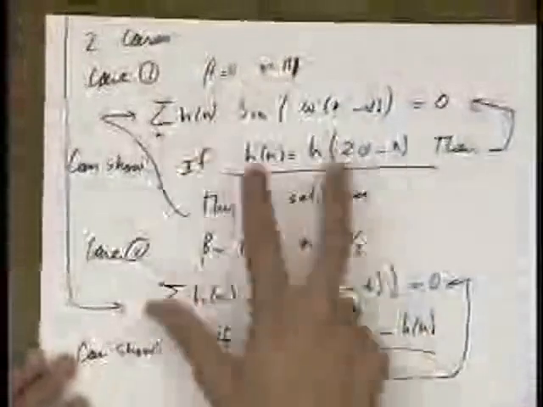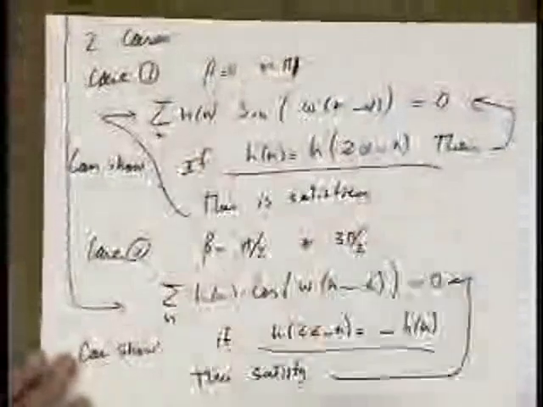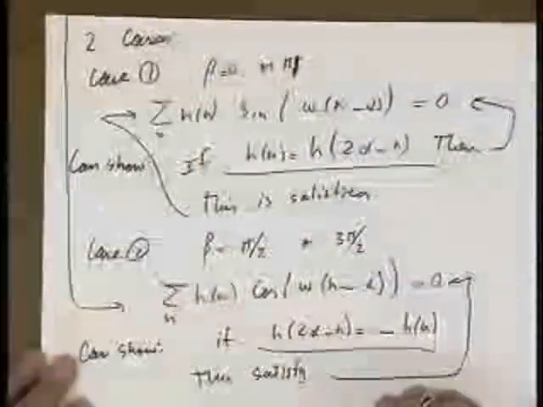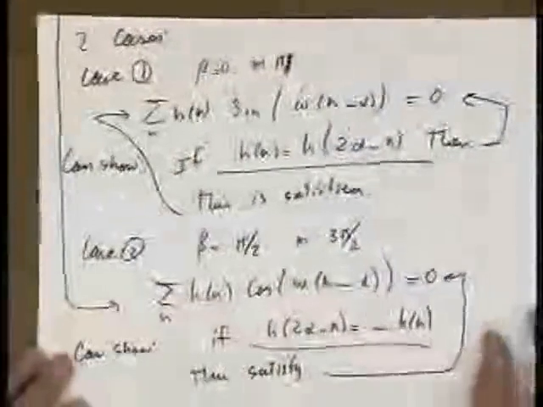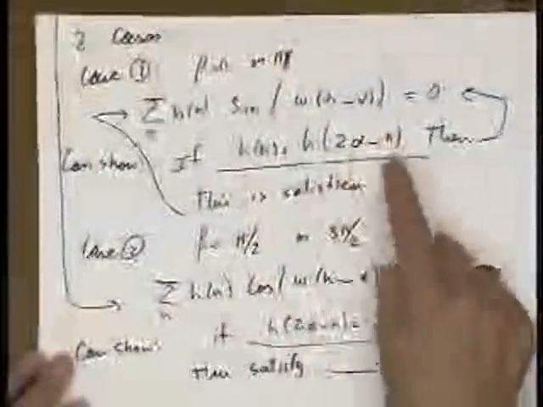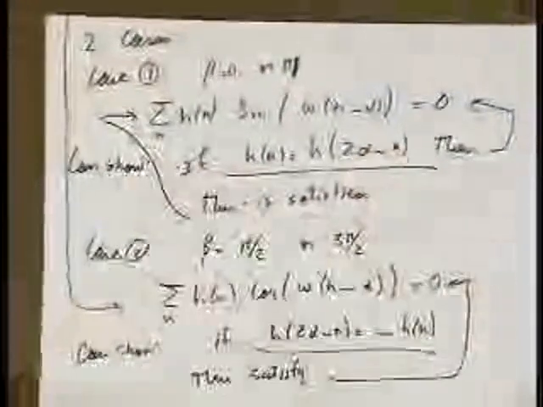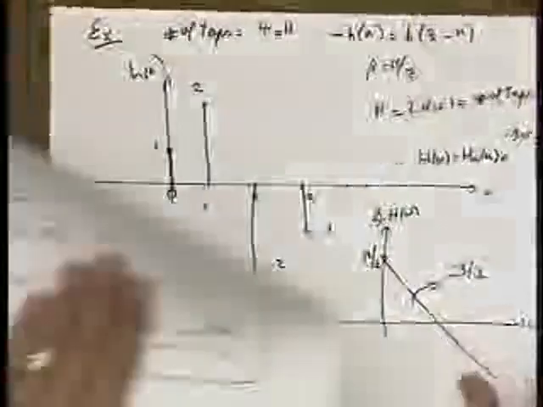And if beta is 0 or pi, then a symmetric condition, which is h of n equals h of 2 alpha minus n, results in this fancy equation here to be satisfied. And then I showed you a couple of examples of it. So we have essentially two cases: beta 0 or pi versus beta pi over 2 or 3 pi over 2.